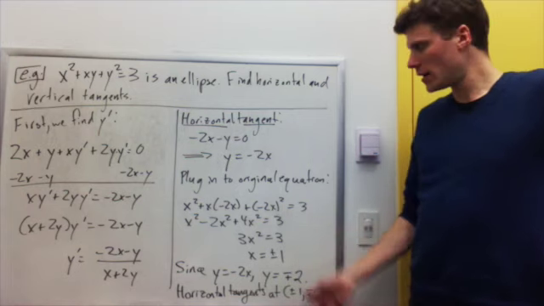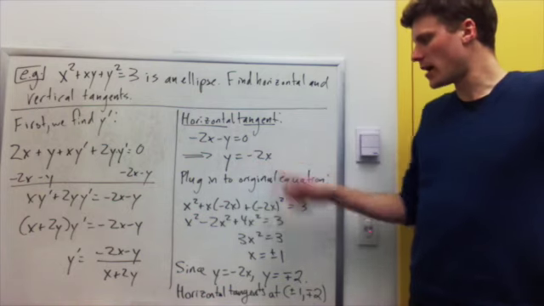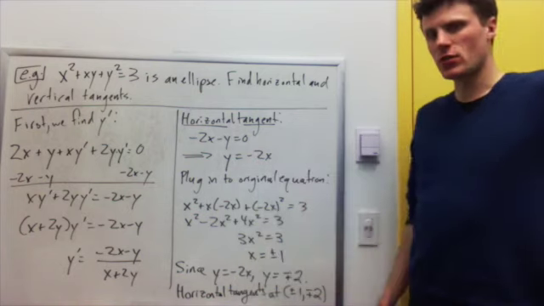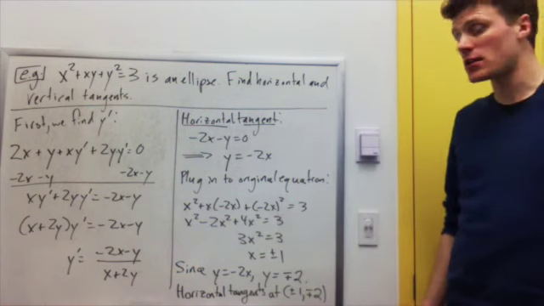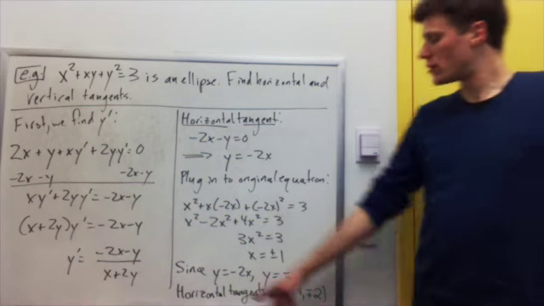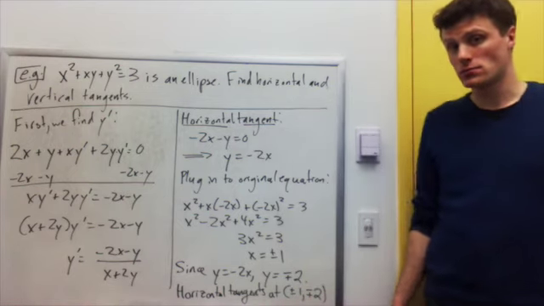How do I find y? Well, this equation right here also tells me how to get y from x. So y is equal to negative 2x. I plug in plus or minus 1, and that gives me y equal to negative or positive 2. So the horizontal tangents occur at plus or minus 1 and negative or positive 2.